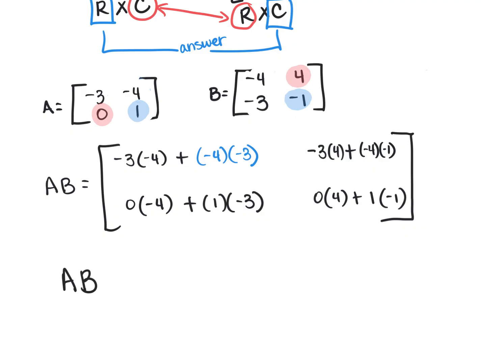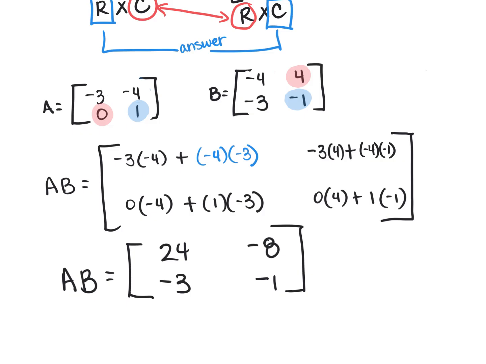So this one will be -12, 12 plus 12 is 24. You have -12 plus 4 is -8. You've got 0 plus a -3, and you've got 0 plus a -1. So there would be your answer matrix. This takes some practice, and as the matrices get larger, these become longer versions.